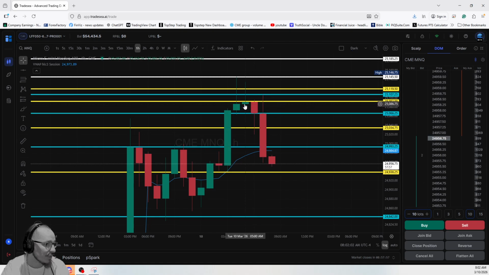Why? Because you can see the gravestone doji. Do you know what a gravestone doji is? What is the characteristic, or the story behind a gravestone doji?